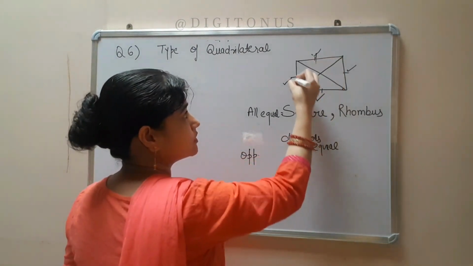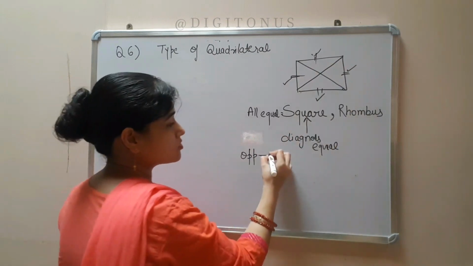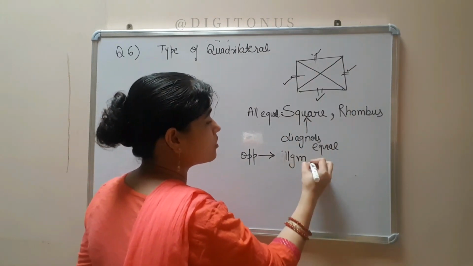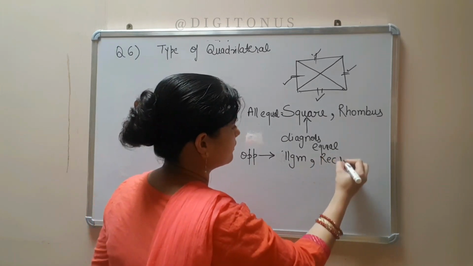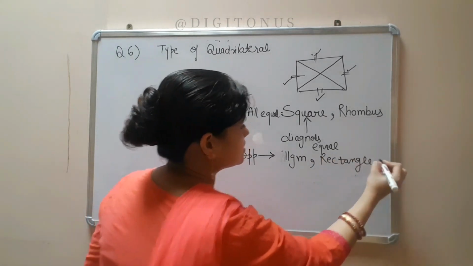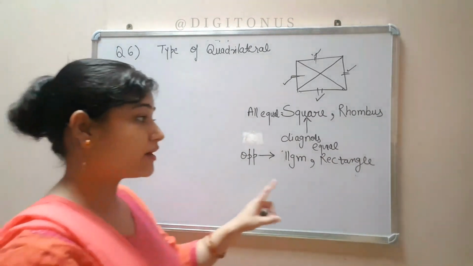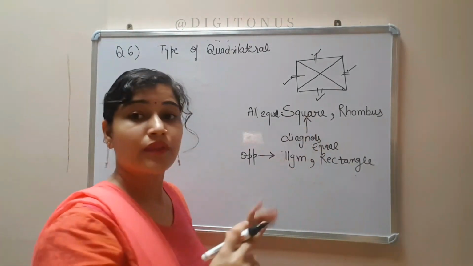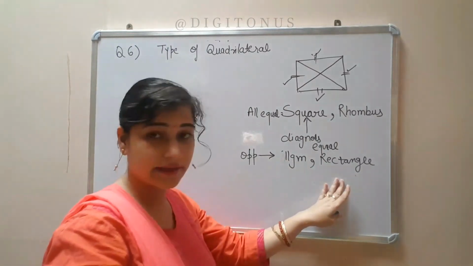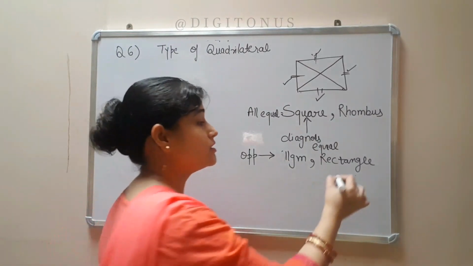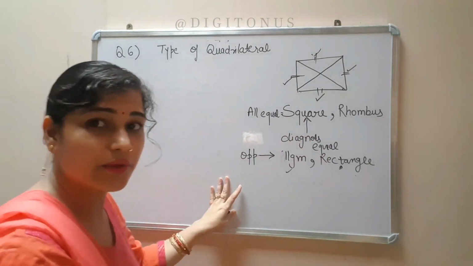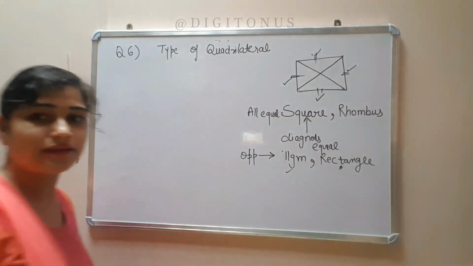Same, if only opposite sides are coming equal, this is equal to this and this one is equal to this, so it can be a parallelogram also, or it can be a rectangle also. Same in this condition also, we will find the distance of the diagonals to find whether it is a parallelogram or a rectangle. If the diagonals are coming equal, then it is a rectangle, otherwise it is a parallelogram. So let's start question number 6.